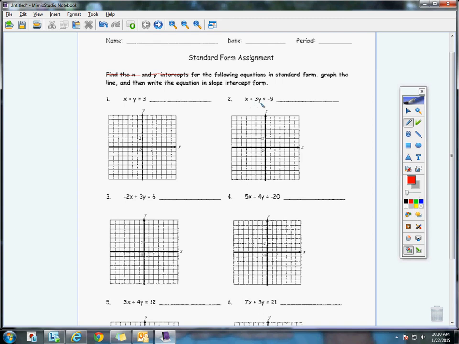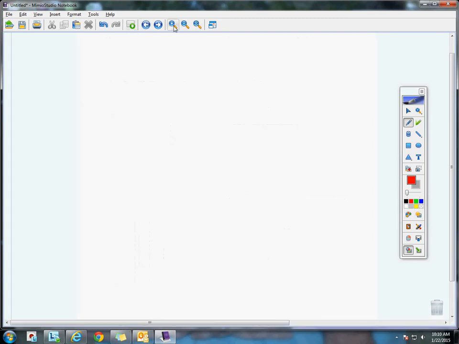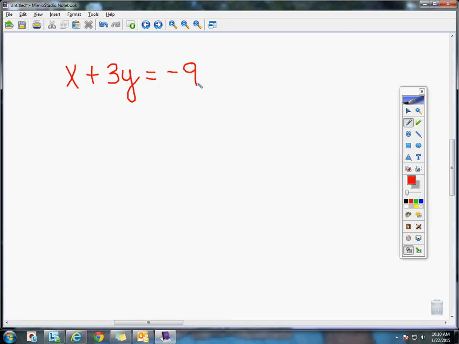So we have x plus 3y is equal to negative 9. Okay, so this right here, if you remember, is in standard form, and we need to put it into slope-intercept form. To put it in slope-intercept form, you have 2 things you have to do. First one is your exciting move. So I have x, move it over here.